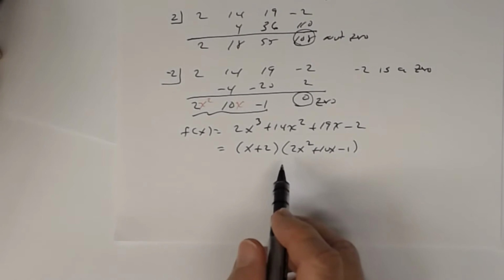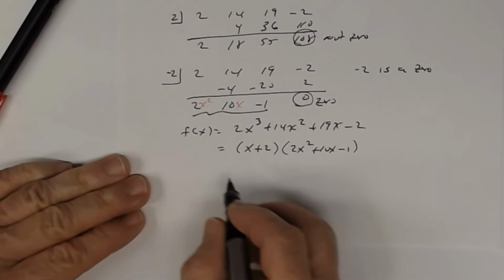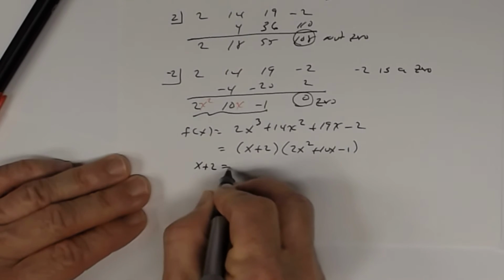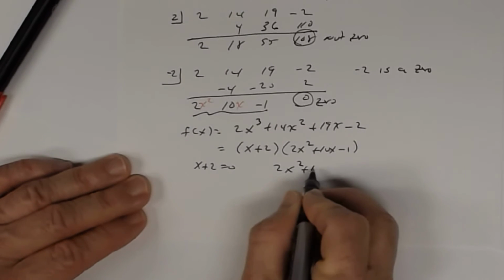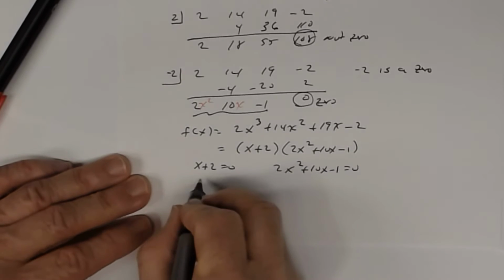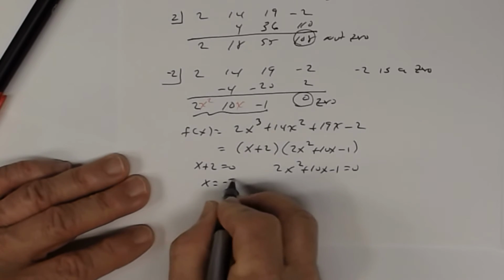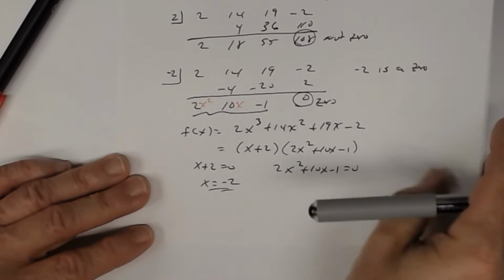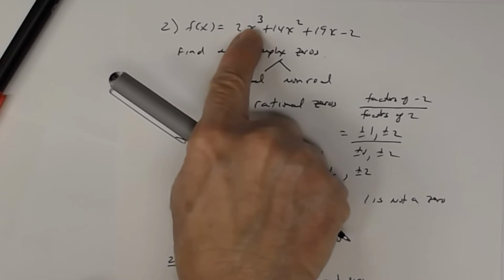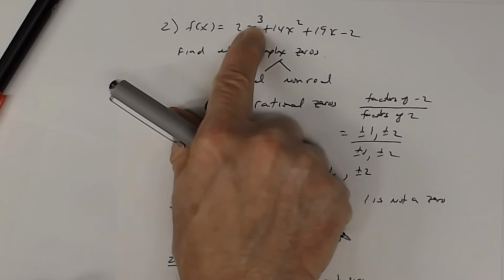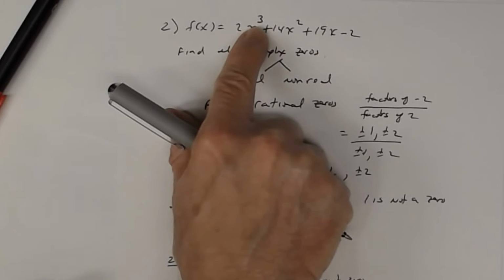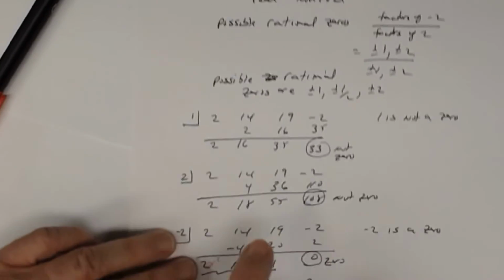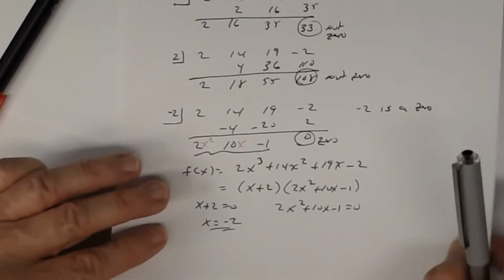So what I'm going to do next is set each of these equal to 0. So x plus 2 equals 0, and 2x squared plus 10x minus 1 equals 0. And so this zero will be negative 2, which we already knew. So negative 2 is a zero. Now remember, we have at most 3 different solutions. We're going to have 3 solutions, but we'll have at most 3 different, so some of these may repeat.